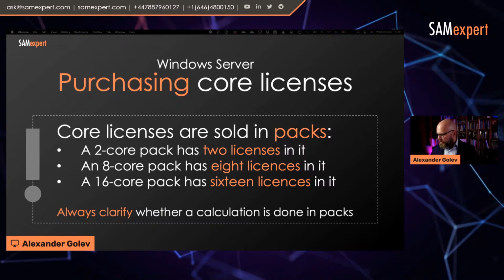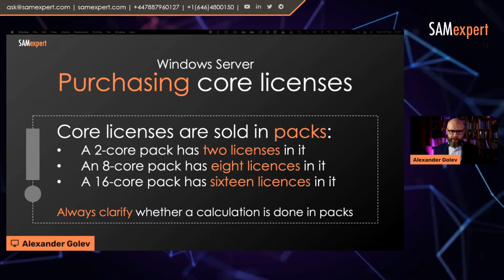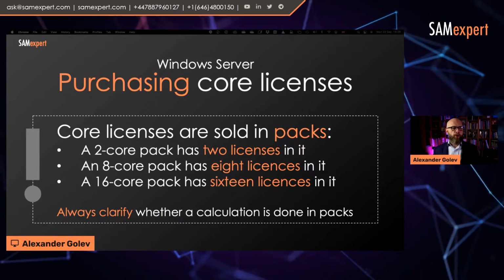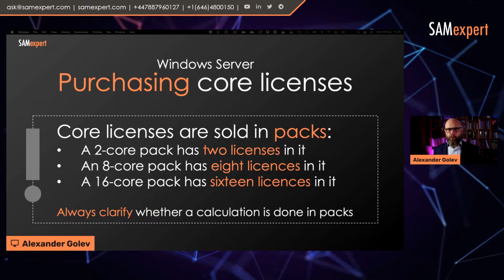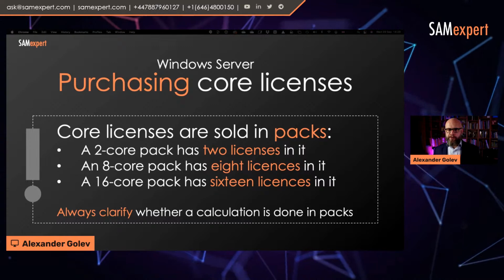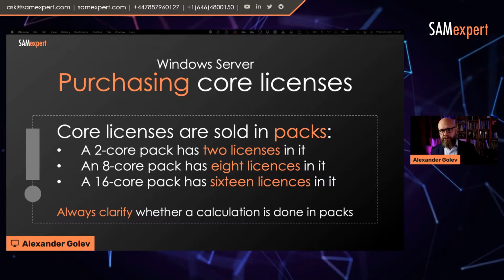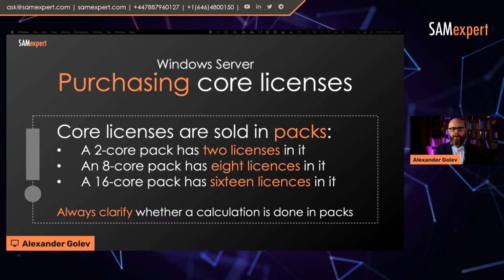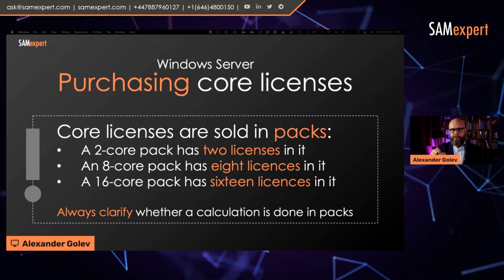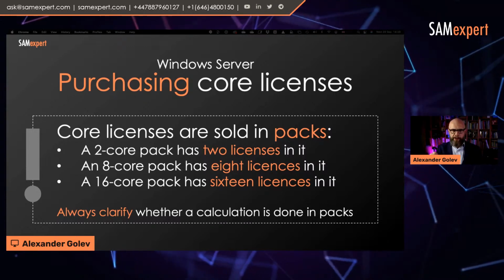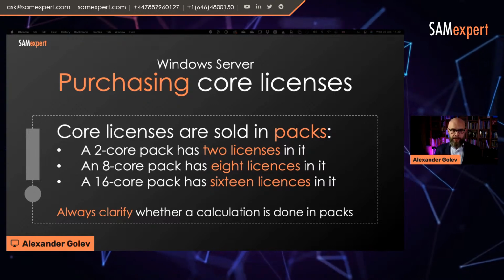What sometimes happens is many times I've seen effective licensing positions or offers or any other calculations done in core packs instead of cores. Always calculate everything in cores. But when somebody gives you a calculation, always clarify with them, are we talking about single cores or are we talking about packs? It's very important. You can overpay twice, 8 times, easily. I've seen it.